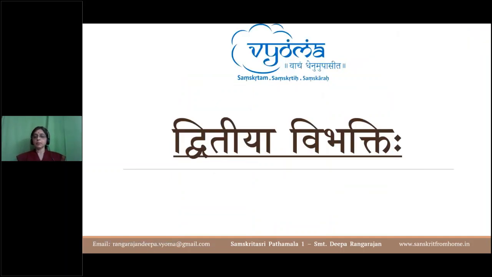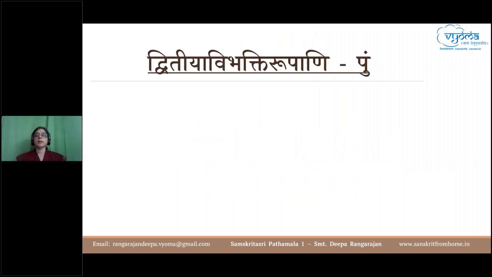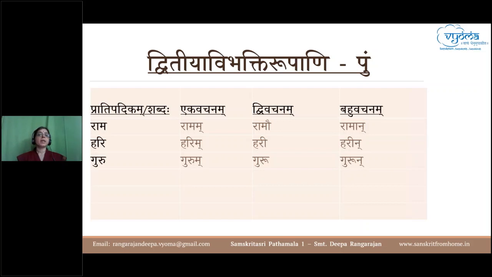Now we will enter Dvitiya Vibhakti, the accusative case. The Dvitiya Vibhakti Rupani of the words which you are seeing right now, we will first get familiar with them. They are Rama, Hari, Guru of the Pullinga. The Dvitiya Vibhakti forms are Ramam, Ramau, Raman. This you already know because you know the Rama Shabda. When we learn Hari Shabda, we will learn these two. Just become familiar with it now. Harim, Hari, Hareen. Gurum, Guru, Gurun.